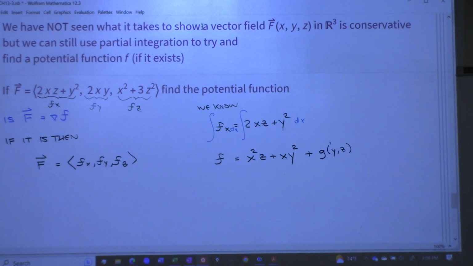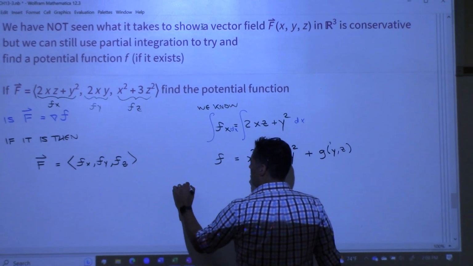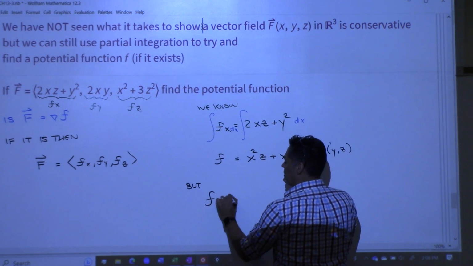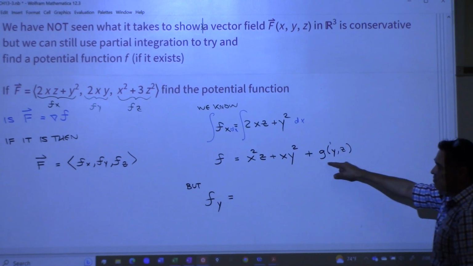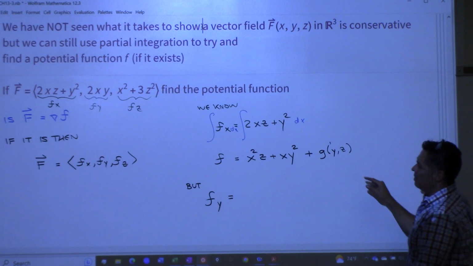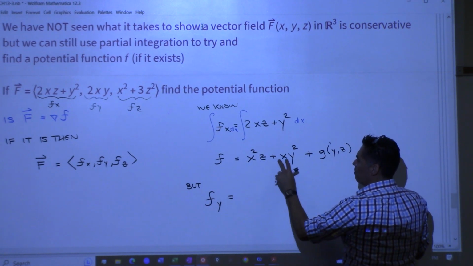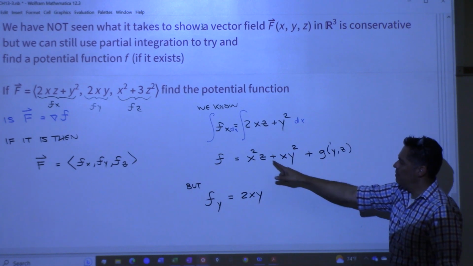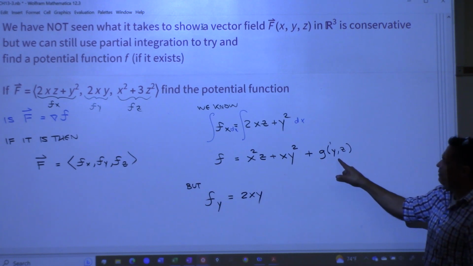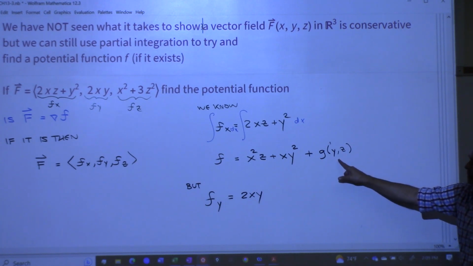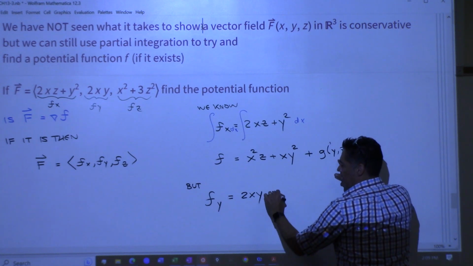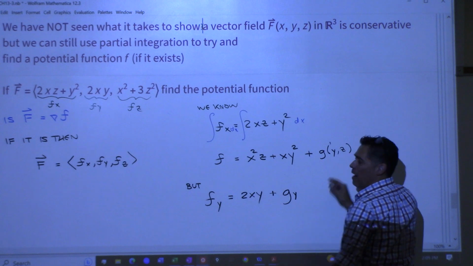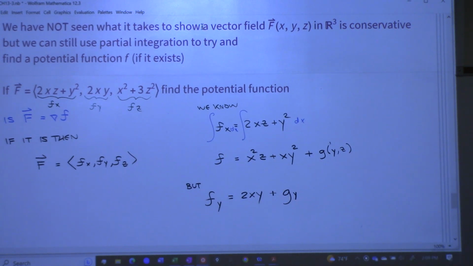Just keep playing this game. But when I now take that and differentiate with respect to y, this will be 0, this will be 2xy, right? And then what's the derivative of that with respect to y? No idea, right? But I'm going to put g sub y. So that's the partial of g with respect to y.